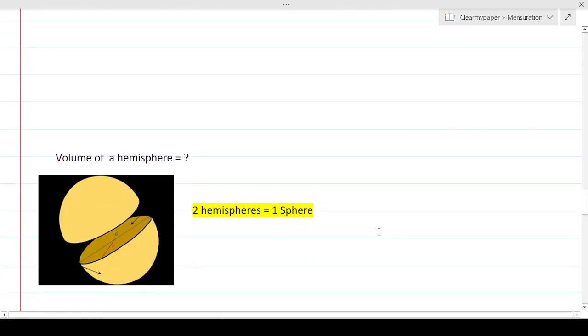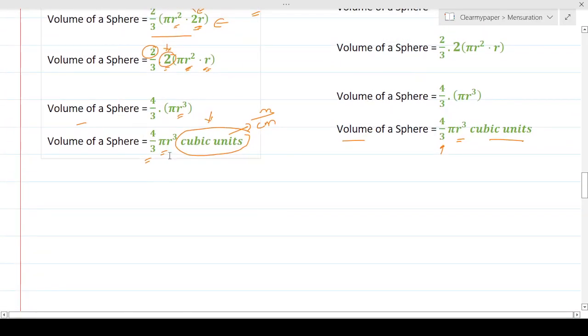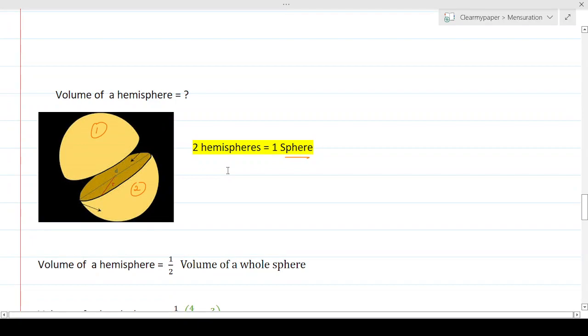Okay, and so once you derive the formula for a sphere, hemisphere is going to be easy, because a hemisphere is nothing but a sphere split into half. So we have two hemispheres, 1 and 2, sorry about that. So 2 hemispheres make up a sphere. So since we already know the formula for a sphere, if we exactly divide this formula by 2, make it into half, we will get the volume of a hemisphere, and that's what we're going to do here.